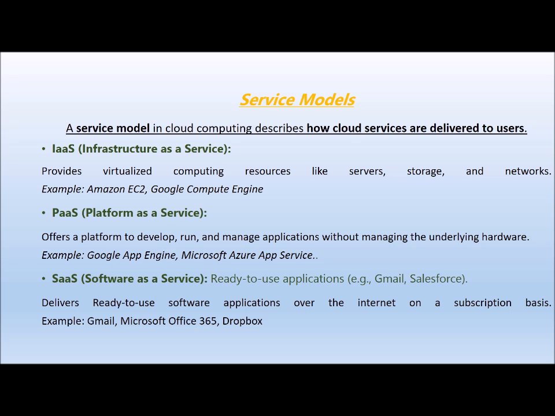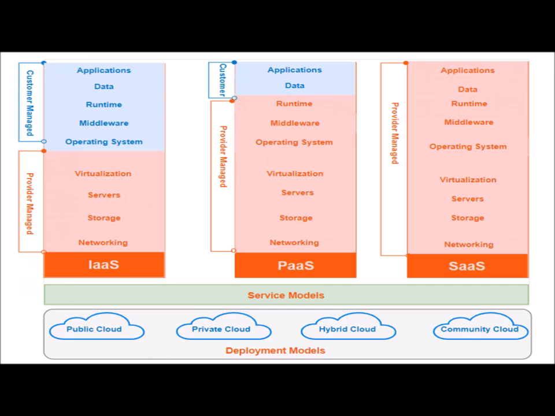The third one is software as a service. It's like ready to use applications, Gmail, etc. So it delivers ready to use software applications over the internet on a subscription basis. Like how much you are using, you can pay and use it. So this is the overall diagram of deployment model and service model. The deployment model we have seen in detail, and here the service model.